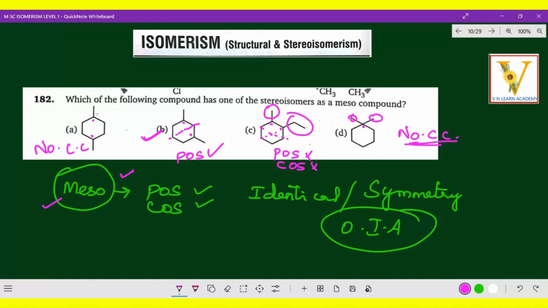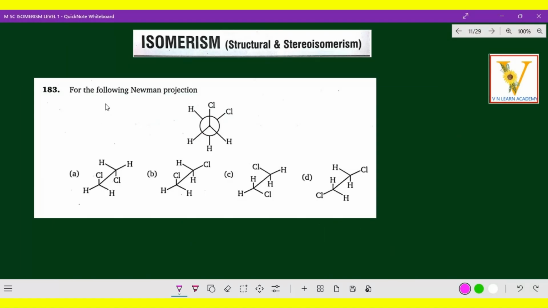Come on, let's go to the next question. For the following Newman's projection, they have given this. The dot is the front carbon, and the circle is the back carbon. In this point, the front carbon has CH2Cl, and on the back carbon, these two hydrogens are on this side, and Cl.